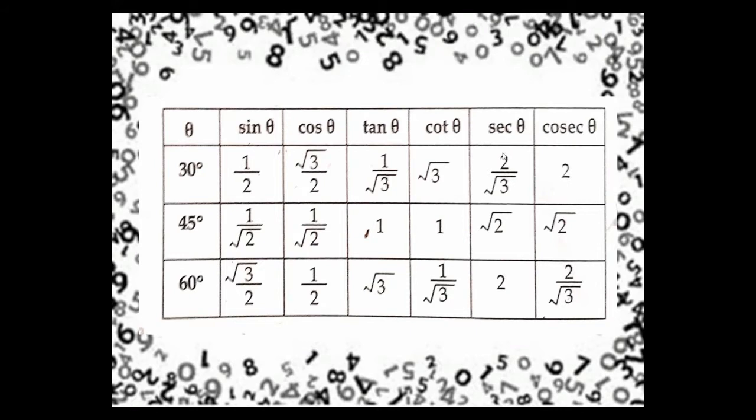Then the value of sec 30 is 2 upon root 3. Sec 45 is root 2 and sec 60 is 2. And cosec theta, cosec 30 degree is 2. Cosec 45 is root 2 and cosec 60 is 2 upon root 3.